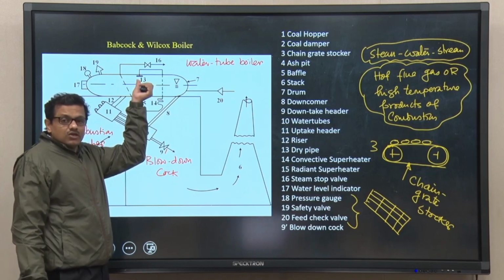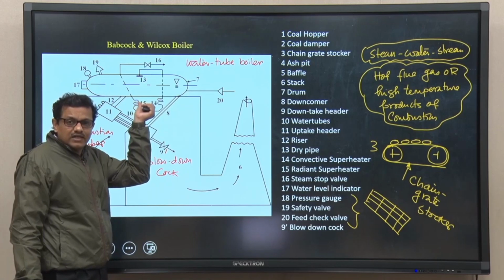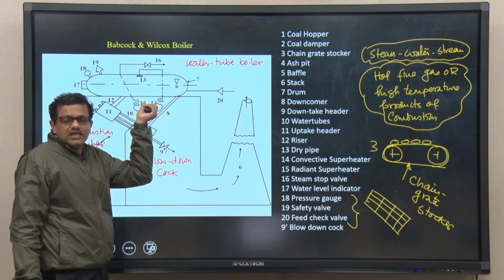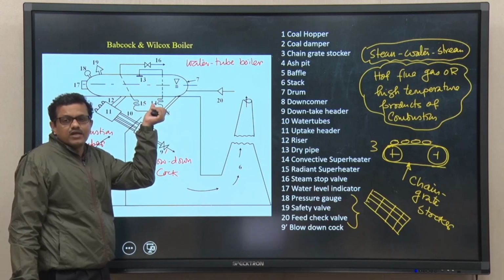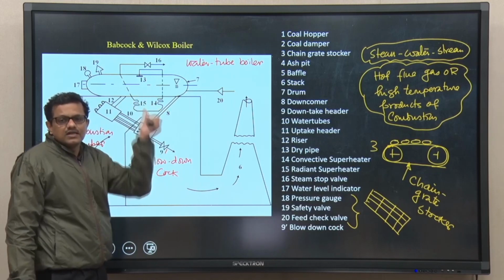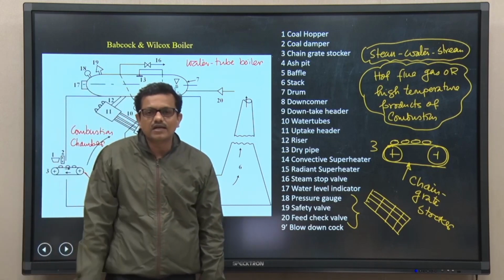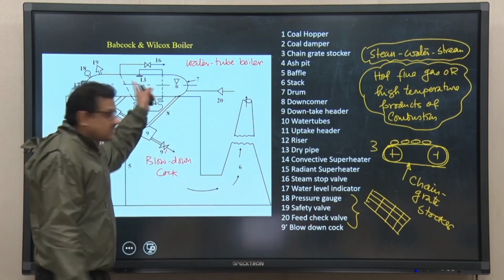Had this component not been there, steam will be directly taken to the radiative and convective superheaters. In that case, if the quality of the steam which is being produced inside the boiler is not very high, then even after allowing them through the superheater, it is very difficult to get superheated steam. So, only to make sure that we are getting superheated steam, the dry pipe is there.